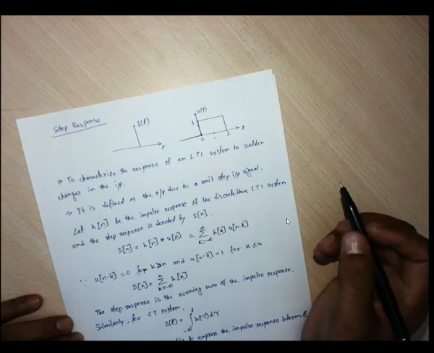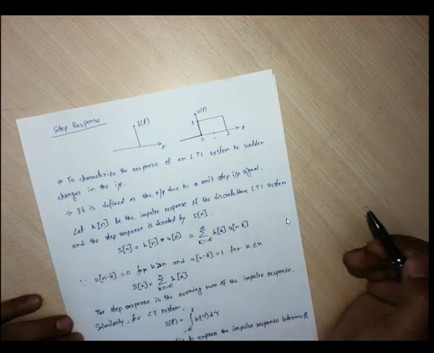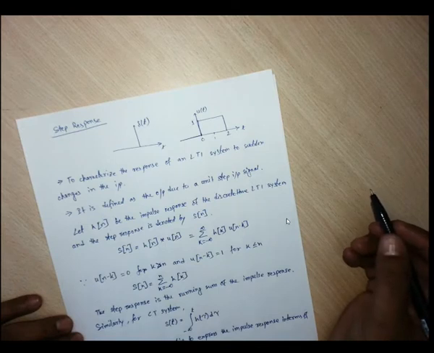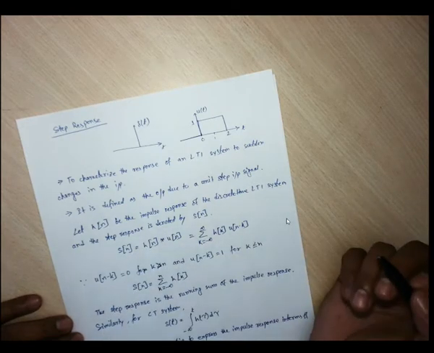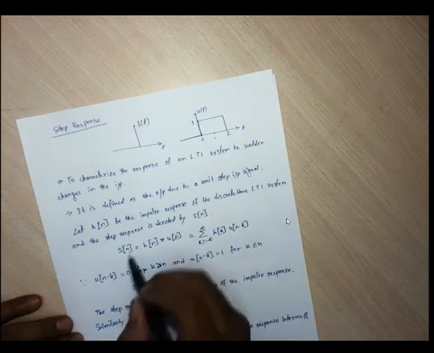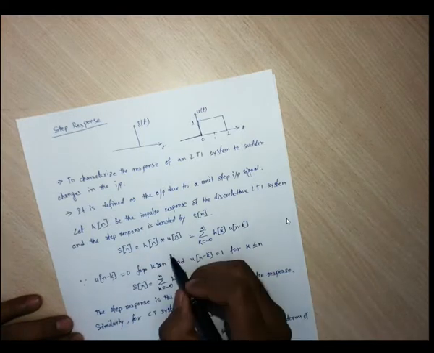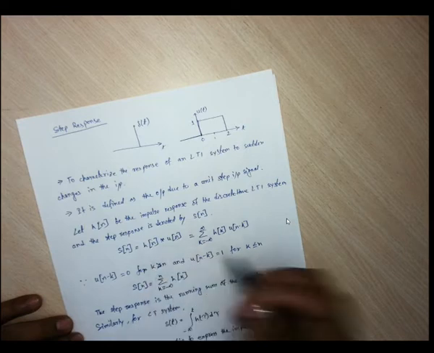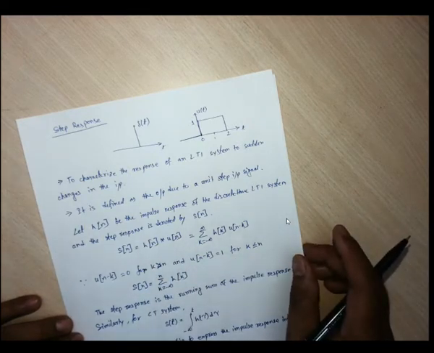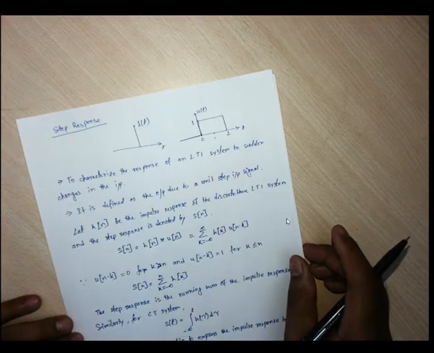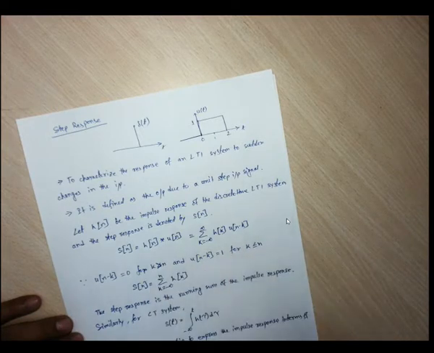Now let us consider h of n be the impulse response of the discrete time LTI system, and step response is denoted by s of n. So what we can write, this step response is the convolution between this impulse response and this input, that is u of n, a step input. So we can write like this.